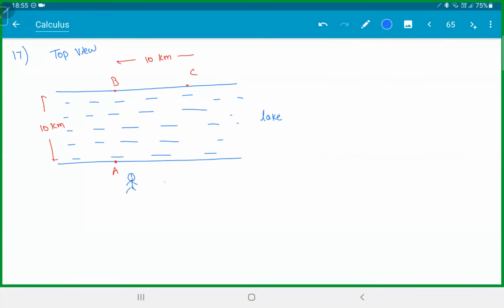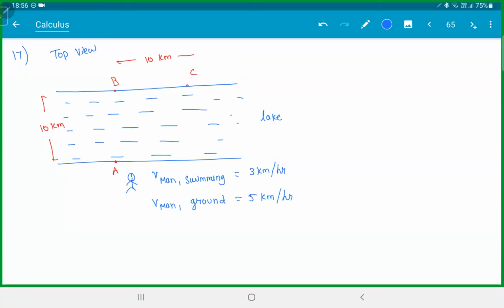The velocity of the man when he's swimming is 3 kilometers per hour. He can swim in the water at 3 kilometers per hour. But when he's running on the ground, he can run a little faster. On the ground, his speed is 5 kilometers per hour.